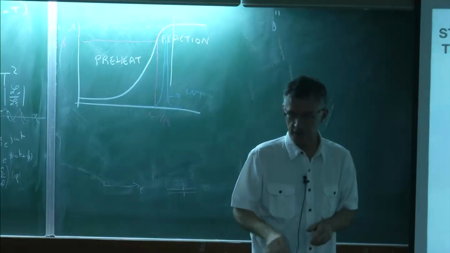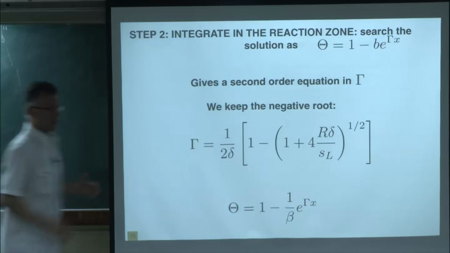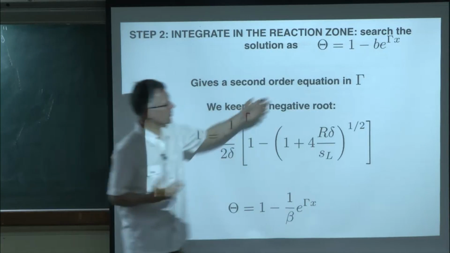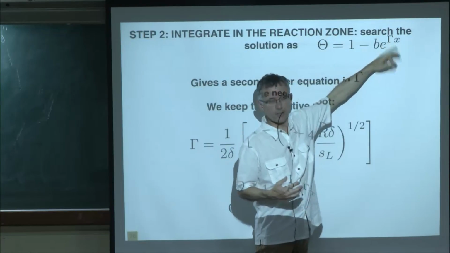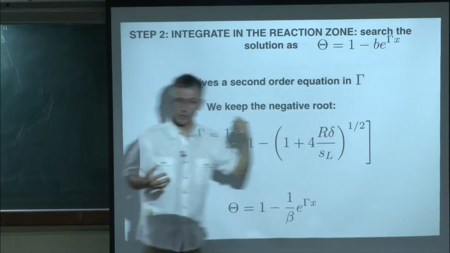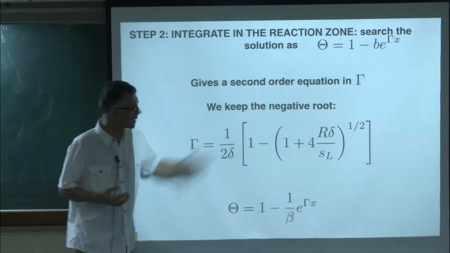So you integrate this thing. It's not that difficult. You just have to assume, because you know it's a linear equation now. In a linear equation, we know that the solution will be written as an exponential. So you say exponential gamma x, you plug it into the previous expression, and you find a second order equation in gamma, which you solve, and it gives you gamma right away.